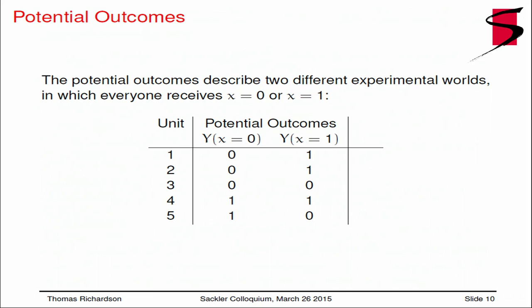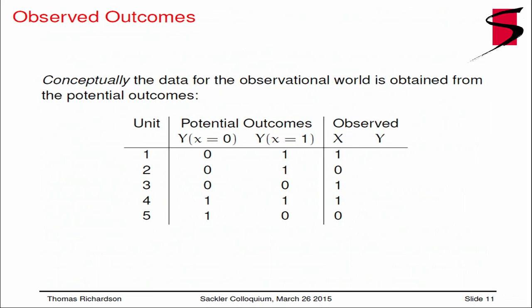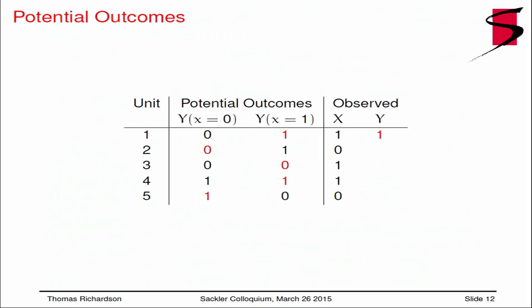Having set up our experimental worlds, the causal model then links these to the observational world. So here now, suppose that we have assigned these patients. I'm not specifying how, but suppose these patients have now been assigned to treatment or control. We can then generate their observed Y outcomes in the obvious way you would imagine. So this first patient was assigned to drug, so we looked over to this column. That determines their observed outcome.